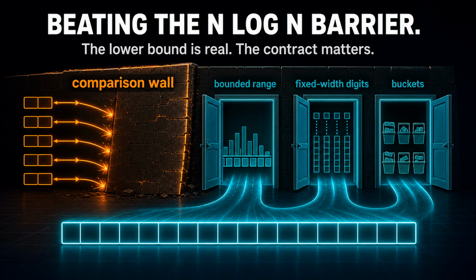Counting sort, radix sort, and bucket sort are three ways sorting can beat n log n when comparison sorting becomes the bottleneck. The trick is not better comparing. It is using structure the key already exposes.